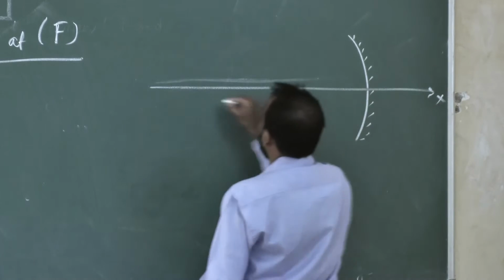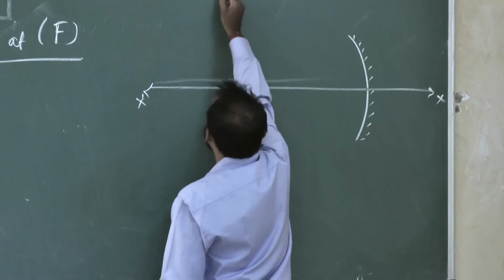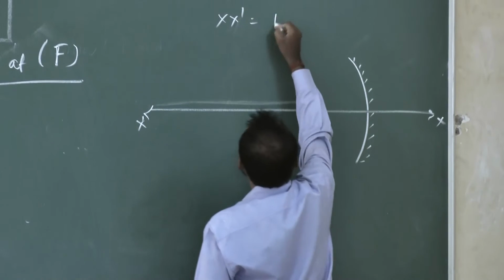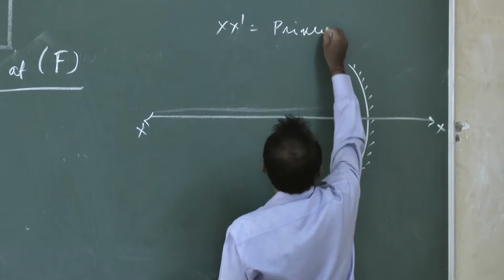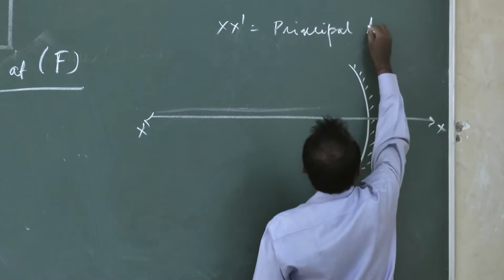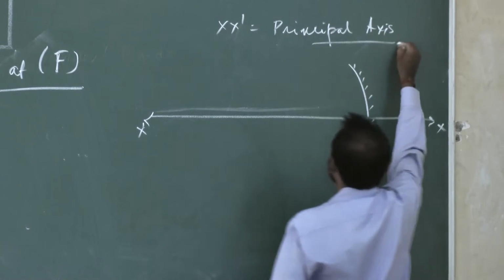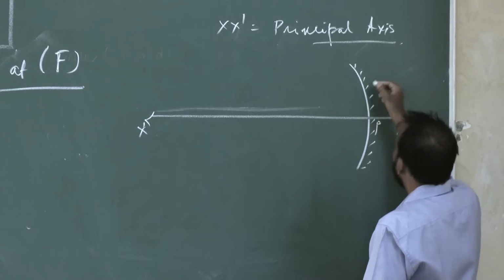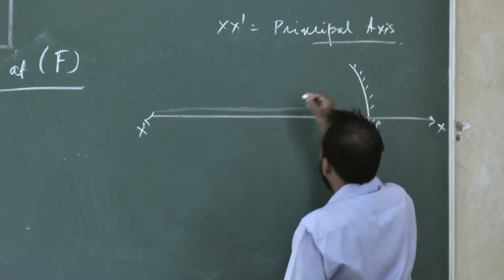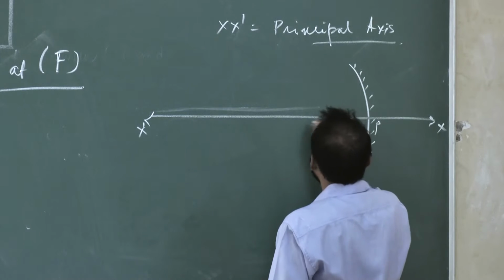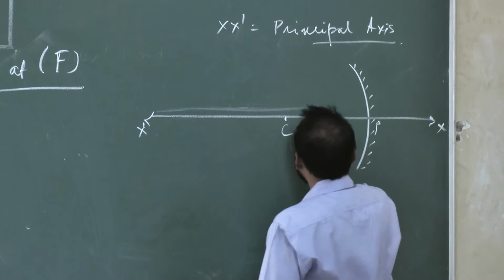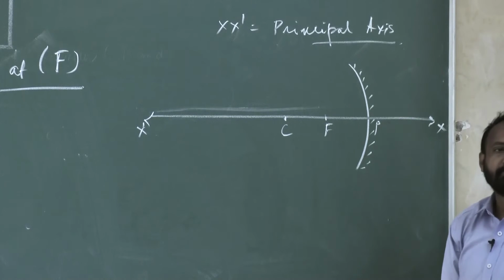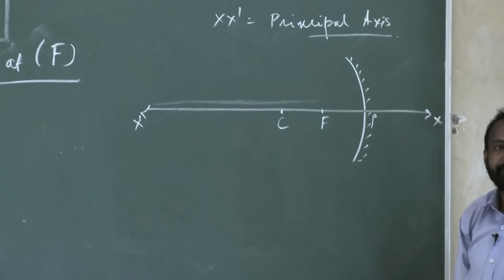This is X. What is X dash? X dash is the principal axis. Now P is the mirror, M is the name of the mirror. This is the focus point. You can see, give your center of curvature. These are the minimum points you have to draw. Okay.